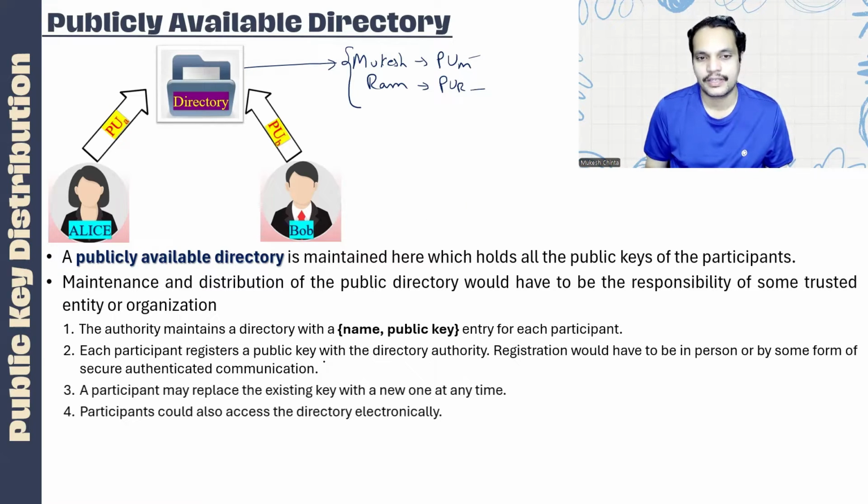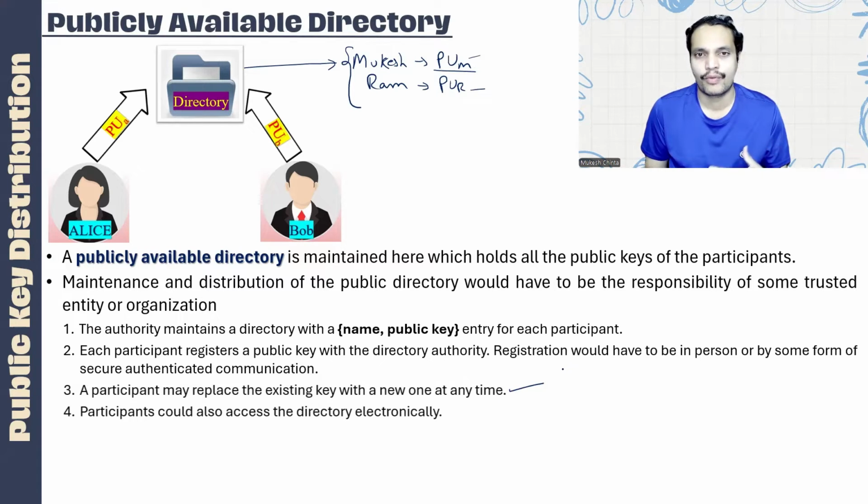Each participant registers a public key with the directory authority. The registration would have to be in person or by some form of secure authenticated communication. That means if I have to register with the directory, I have to show my credentials. I have to ensure that it is me who is actually giving this public key to the directory, and only then will this key be placed inside the directory. A participant may replace the existing key with a new one at any point of time.